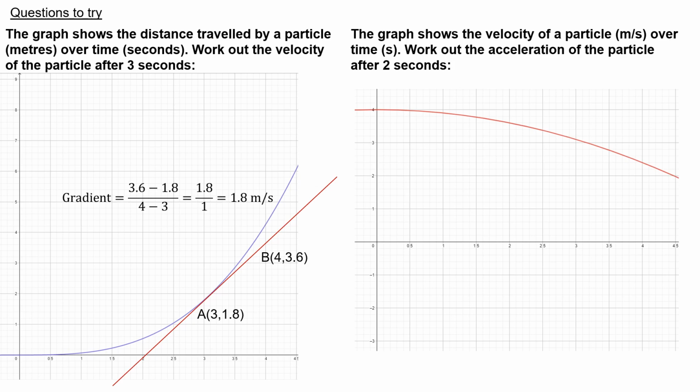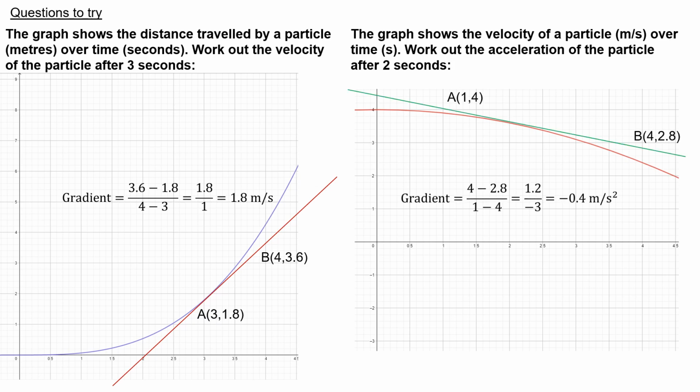So this is how I've worked out the velocity of the particle. I've drawn a tangent line at the point t equals 3, and I've worked out the change in y over change in x, giving me 1.8 meters per second. Similarly with the second question, where I need to work out the acceleration, I draw my tangent, I work out the change in y over change in x, and I get minus 0.4 meters per second squared.